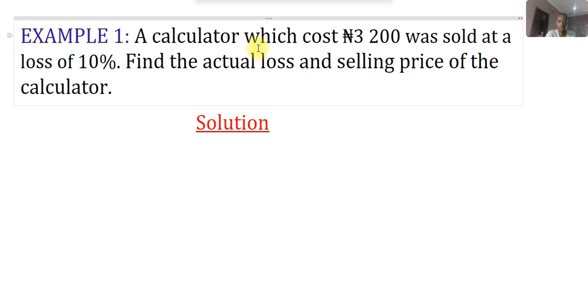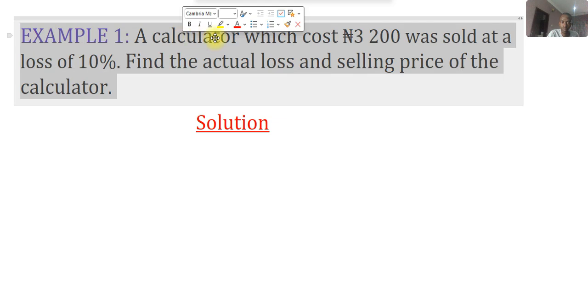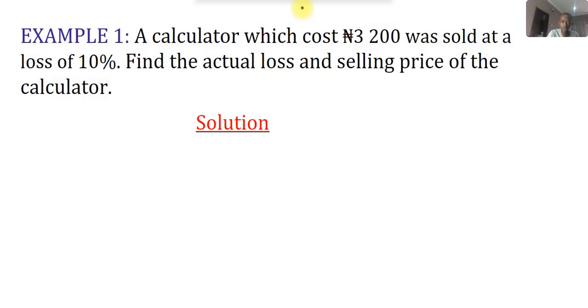Then, another requirement in this question says we should find the selling price. The price at which that calculator was sold, that made the seller make a loss. That selling price that gave him a loss is what we are supposed to calculate. So let's go straight. According to the formula, let's state all we need first.